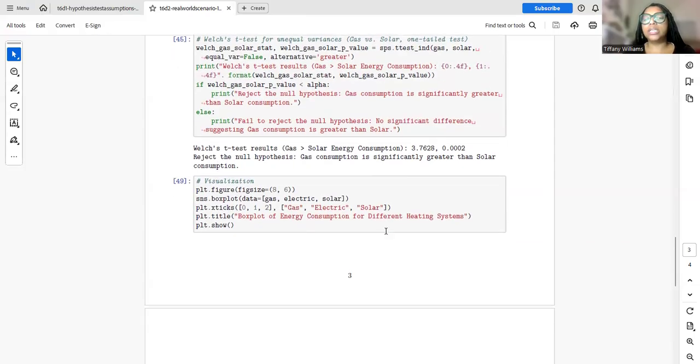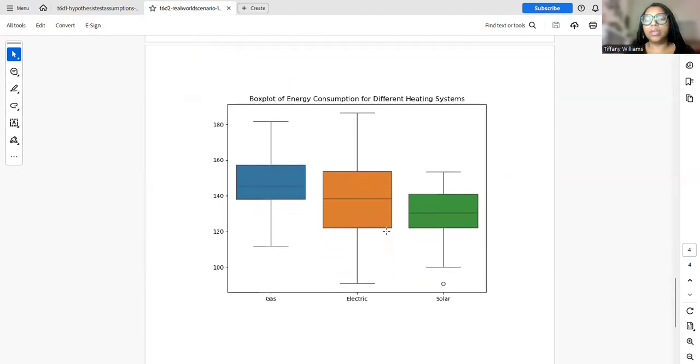So as we visualize that using a box plot, we have gas here on your left in blue, electric in the middle, and solar on the right in green. We see that the means are different across the board. The medians are different as well. And we do see that solar has an outlier, so that could be what is pulling that mean value down. So here's how you can apply real-world scenarios to hypothesis testing.